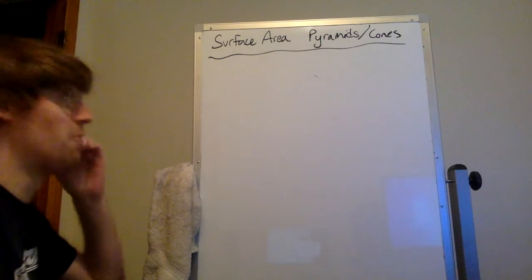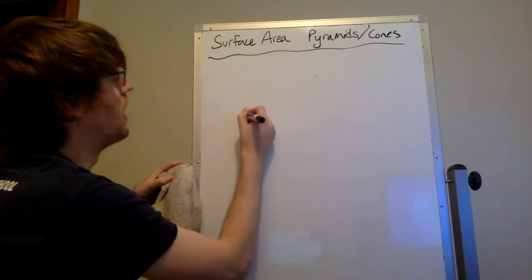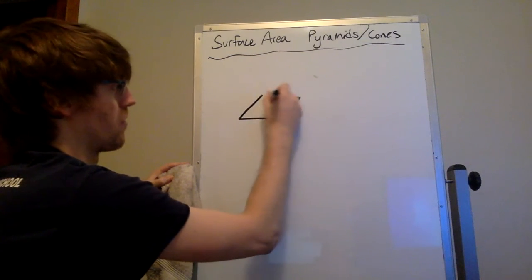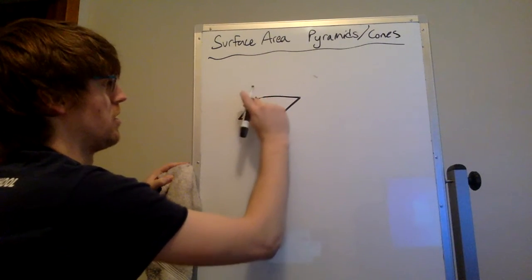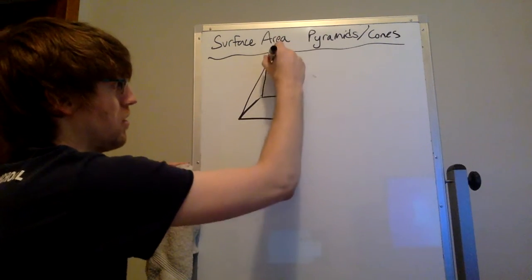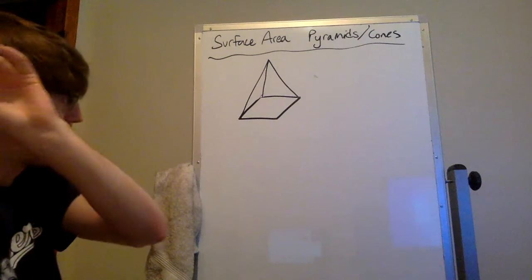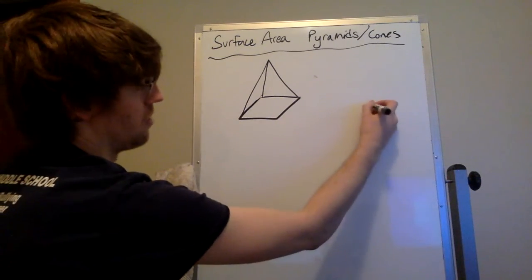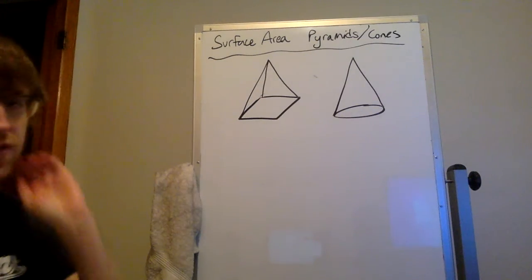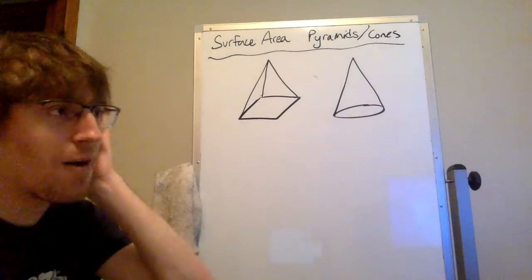All right. So we can have a pyramid. It's going to look like this. These get kind of hard to draw for me. Well, that's not so bad. And then a cone. They're pretty much the same thing.